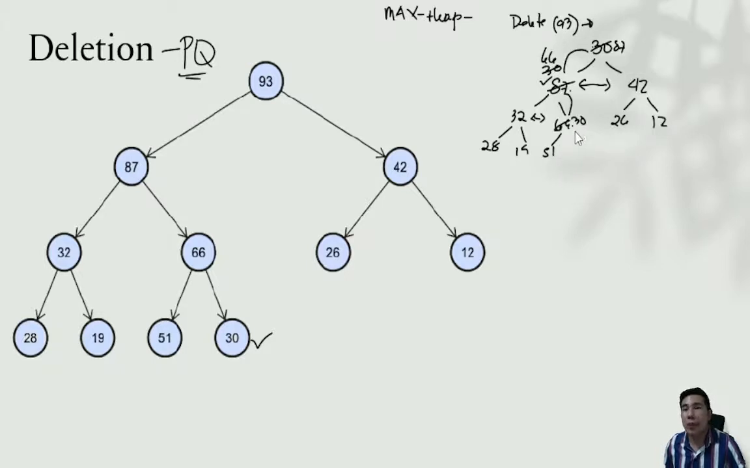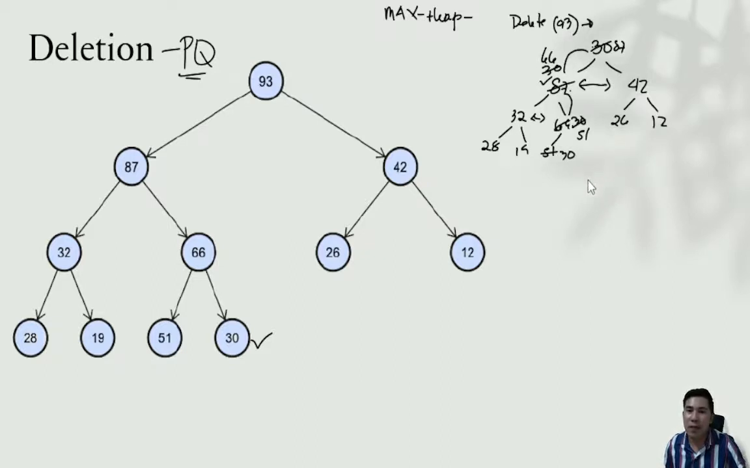Of course, the order must be maintained: all its nodes must be greater than its children. Since they are not in order, 30 and 51 will be swapped. So you have 51 here and 30 here. That's a lot of swaps. Now, what is your final heap?